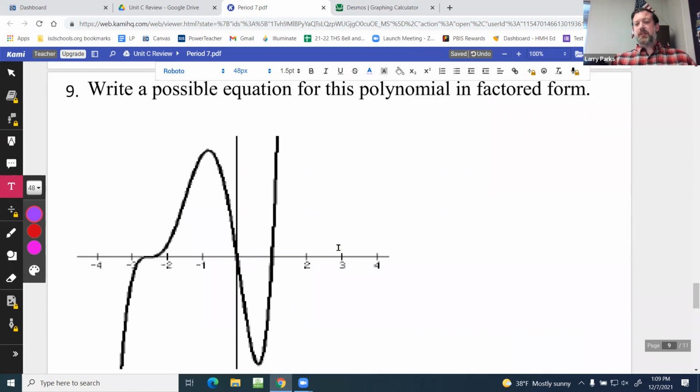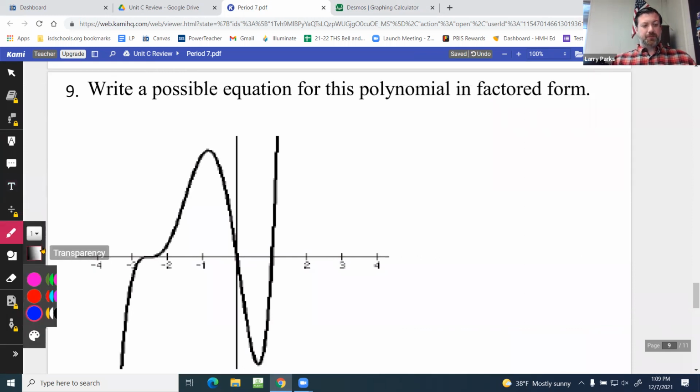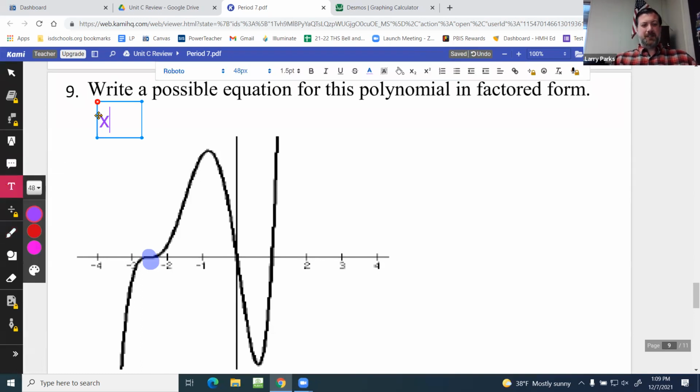Write a possible equation for this polynomial in factored form. Well, let's go through it. I have right here a solution. That would be negative 2.5, it looks to be. And then you have to decide, so let me work backwards. That's the same thing as negative 5 over 2.